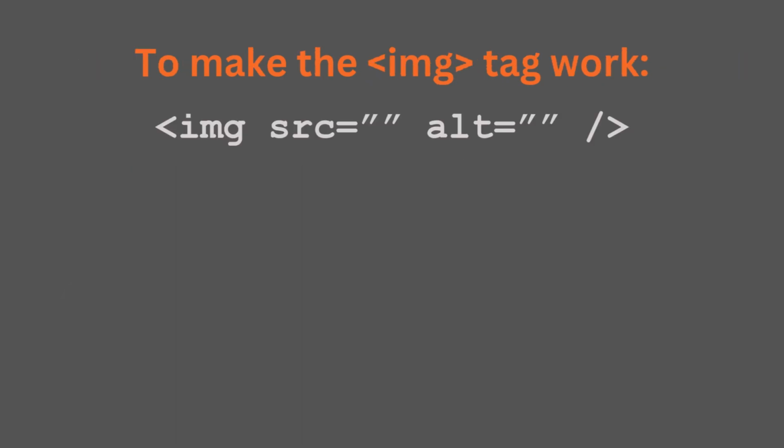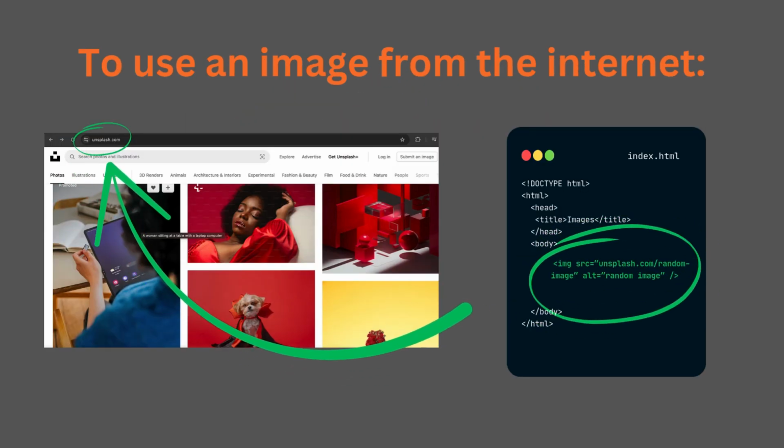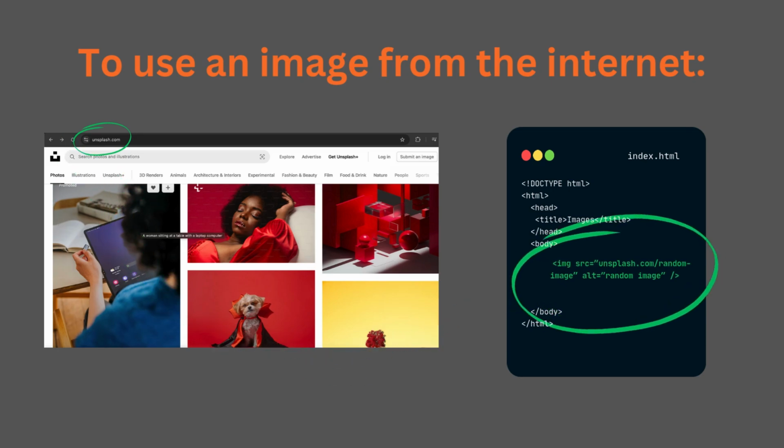Now, to make the image tag work, we need to tell the browser where to find the image. We do this with an attribute called src, which stands for source. Let's look at an example. In this example, the source attribute is pointing to the location of the image file on the internet. You can replace the URL with a link to any image you want.